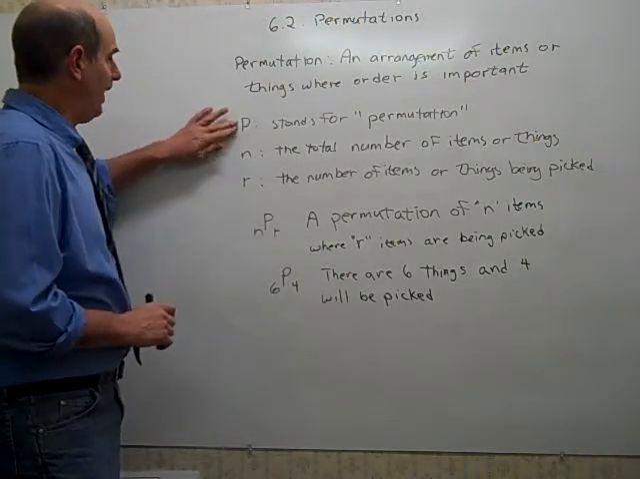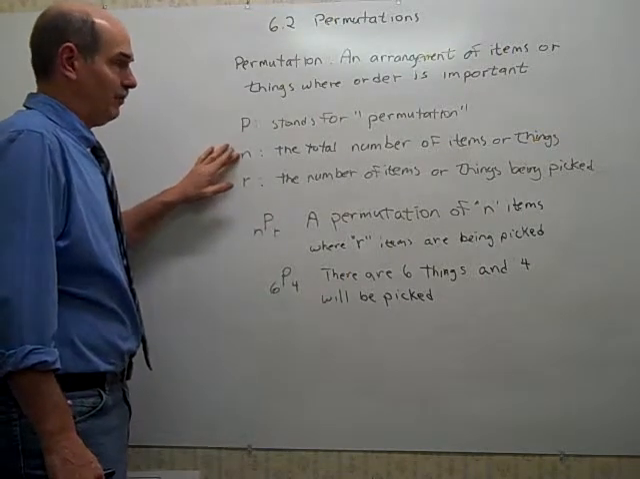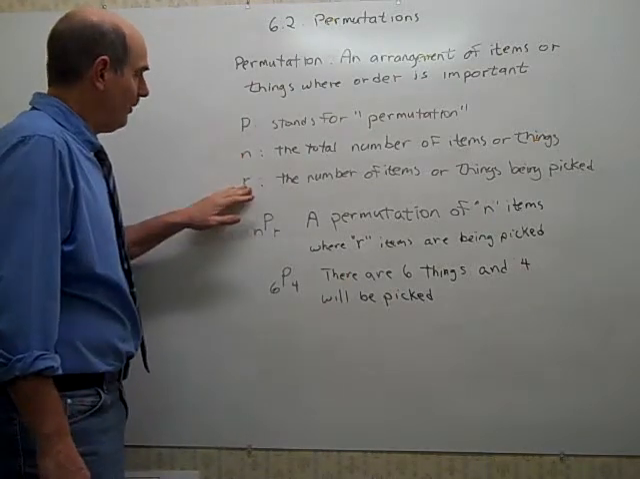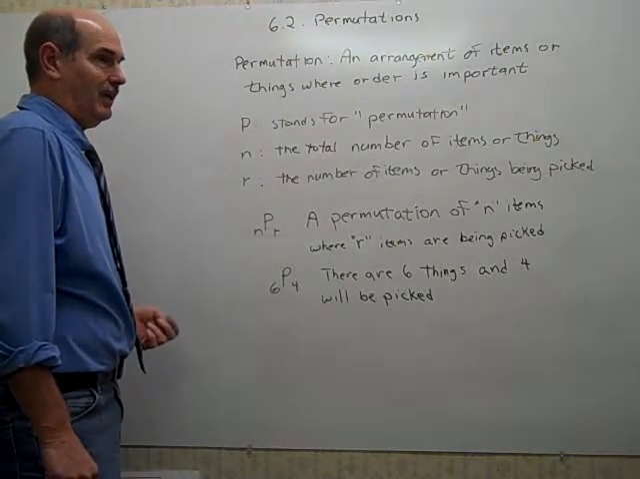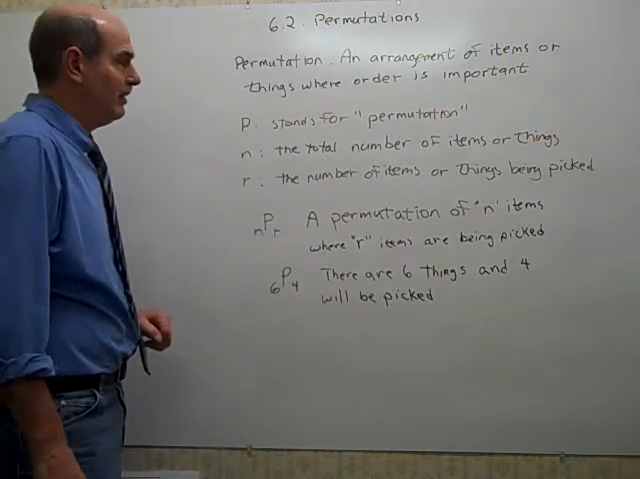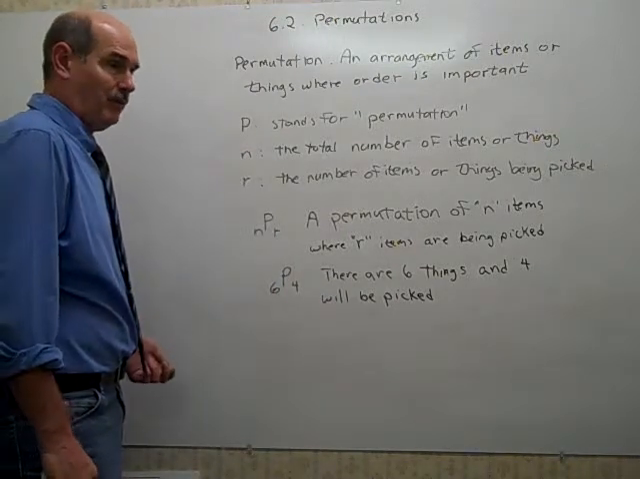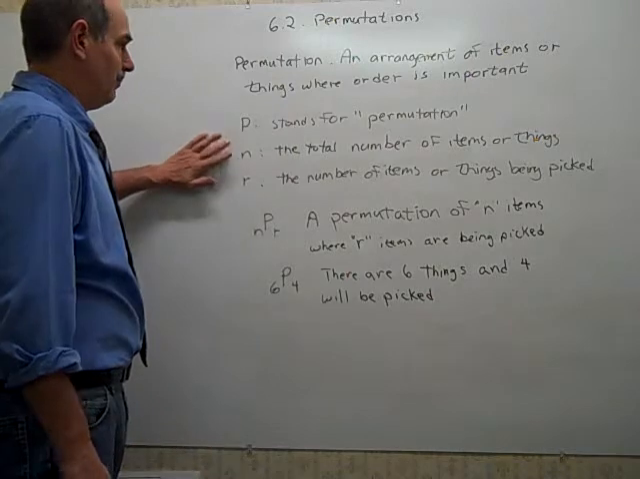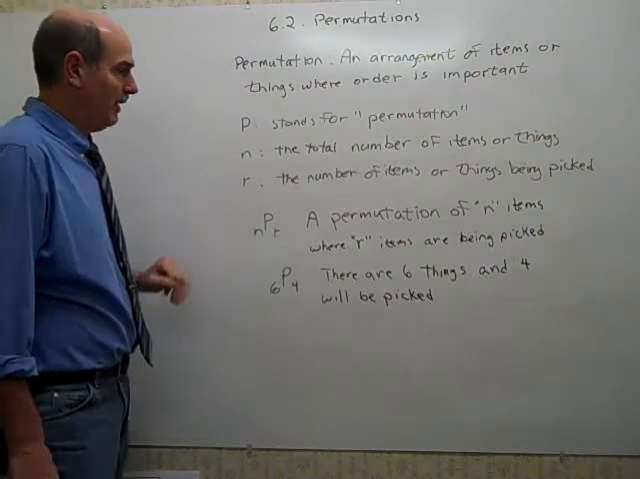In permutations, a capital P stands for the word permutation. A lowercase n stands for the number of items or things or people in the whole set that you're choosing from. And r represents the number of things that you're going to pick. Like you might pick 3 out of 20. Or you might say, how many ways can I make a batting order of 9 players from a roster of 12? So the permutation would be the number of ways that you can make a batting order. And it's a permutation because when you're putting out a batting order, the order matters. And n would be 12, the number of people on the roster. And r would be 9, because you're going to pick 9 out of 12.